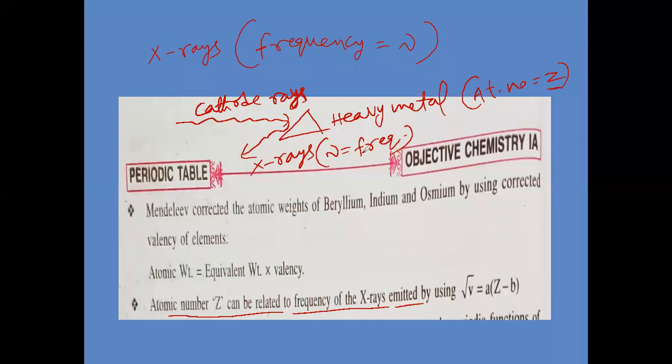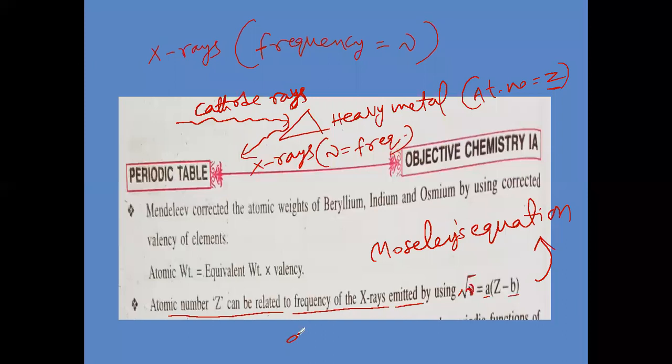This experiment was conducted by the scientist Moseley, so this equation is known as Moseley's equation. The square root of nu, the frequency, is equal to A into Z minus B, where A and B both are constants.